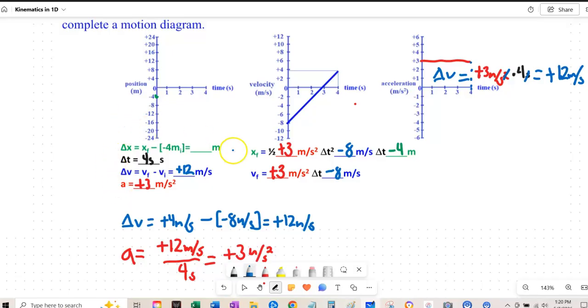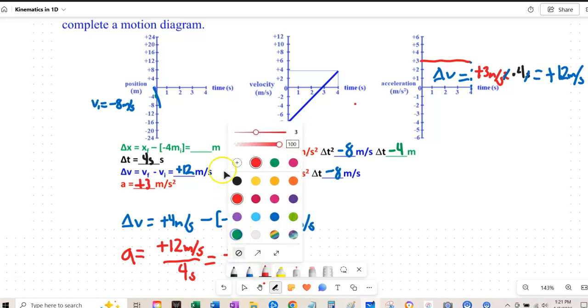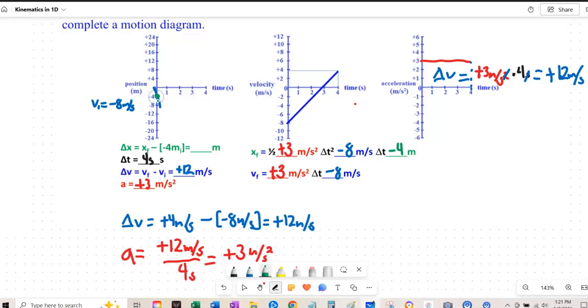Okay. Now let's construct our position versus time graph. And in order to do that, we need to figure out what the final velocity is. Because we have the initial position. We know the initial velocity at that initial position is going to be negative 8 meters per second. So the initial slope at this dot, this green dot, is going to be right here. Okay? So at that initial position is negative 4.